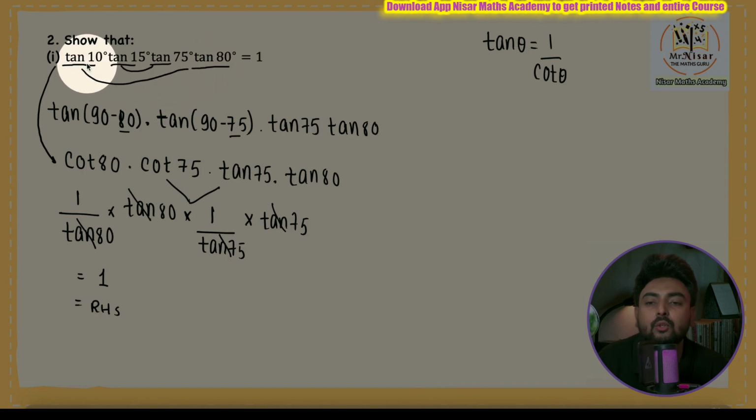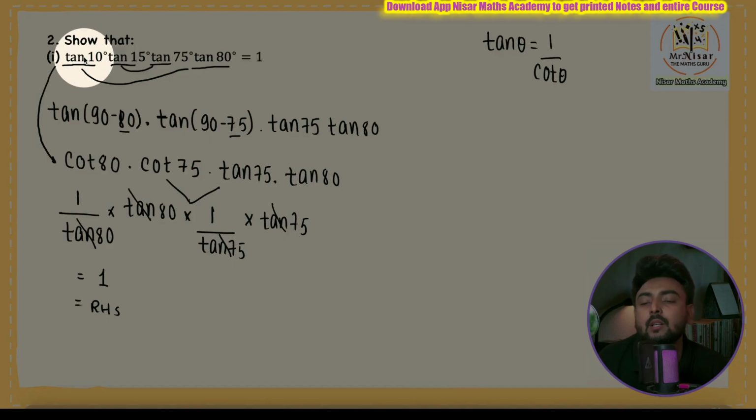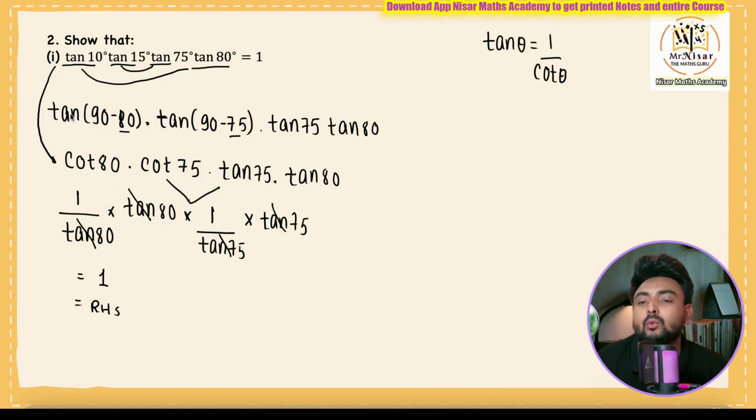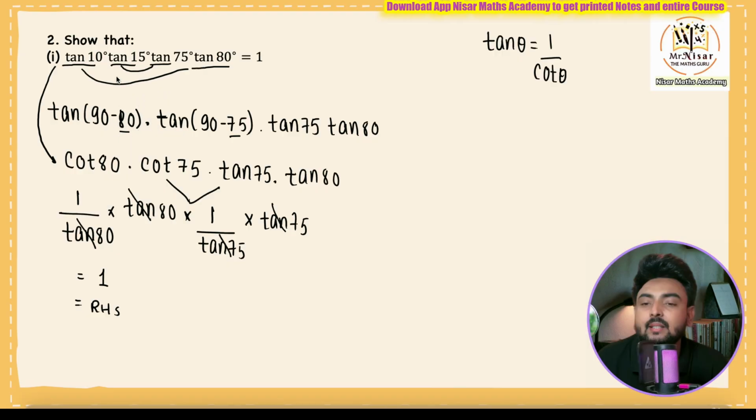One you have to convert, not both. In these two, either you convert tan 15 or you convert tan 75. I have converted tan 15. So how to convert? You have to write its complementary. To write its complementary, first you need to write it in 90 minus form. So here it is 10 degree, how will we get 10 degree? It will be 90 minus 80 is 10.